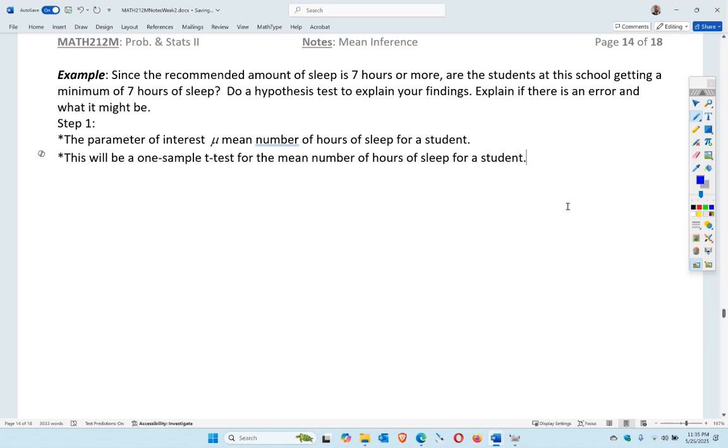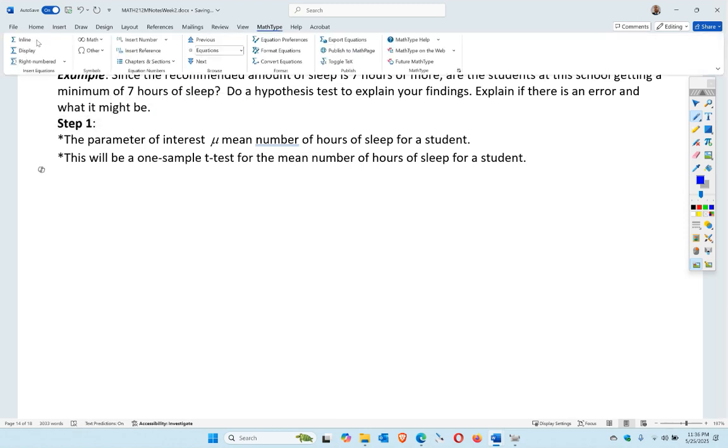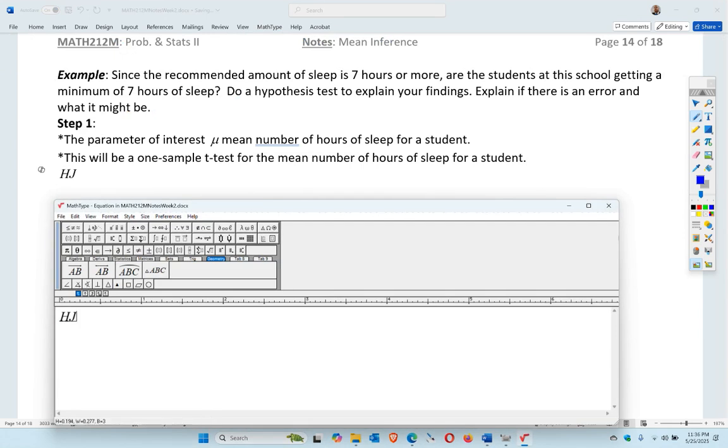Right? So we're doing t, not z, because this is a mean. We don't know the population standard deviation. That's why I use t. Okay, so make this bold. H sub 0, H sub A.